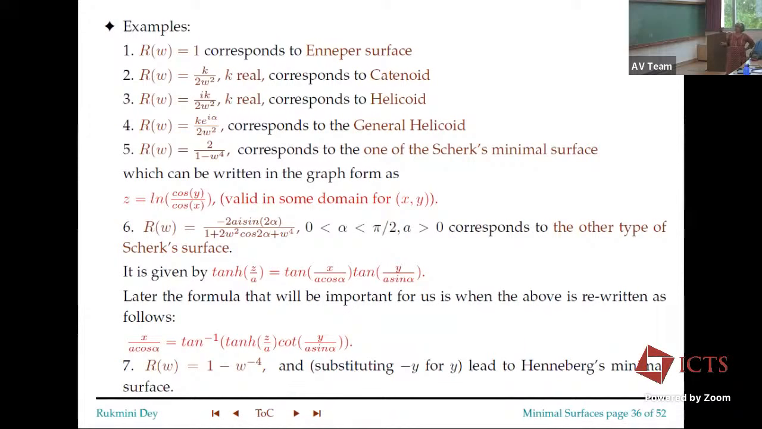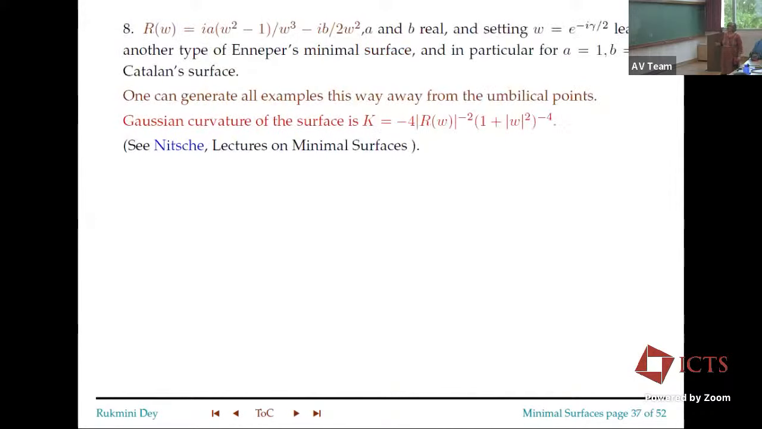Then there is the general helicoid, we'll see this. Then the Scherk's minimal surface, the one with the brown tunnels, which I had shown you. This one corresponds to that. And the reddish Scherk surface, this one corresponded to this. And then there are other minimal surfaces you can construct leading to Henneberg's minimal surface, Catalan's surface, and so on.